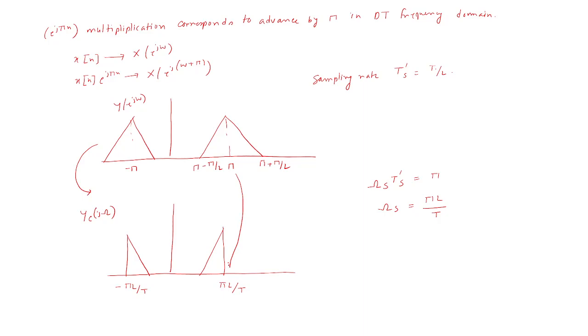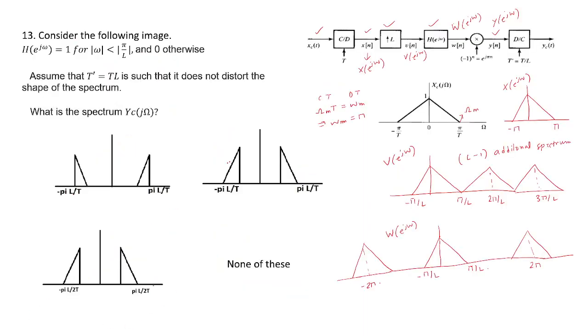So this mapped into this. This is in analog frequency domain, this is in discrete frequency. Sorry, I just made it just the opposite. This is in discrete frequency domain and this is in continuous frequency domain. So the spectrum of the output signal yc(t) in the continuous time domain is going to look like this. Therefore your answer is this, this is moved by left, this one.